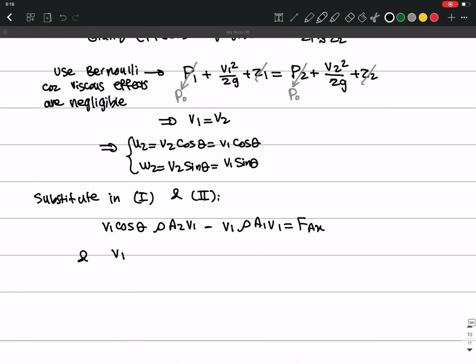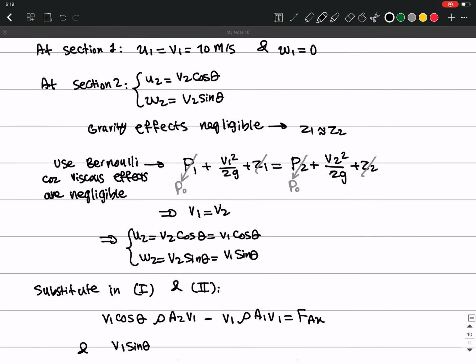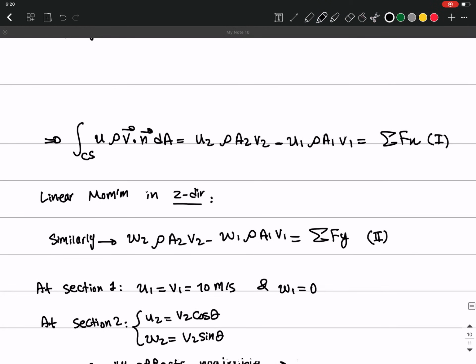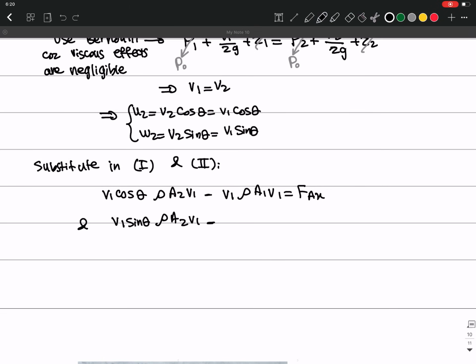And the other equation is V1 sine theta, which is going to be W2, right? Times rho A2 V1, minus, and then the other is W1, which is going to be 0, right? Because of this. Just compare these two. So minus 0 times rho A1 V1 equals FAZ.